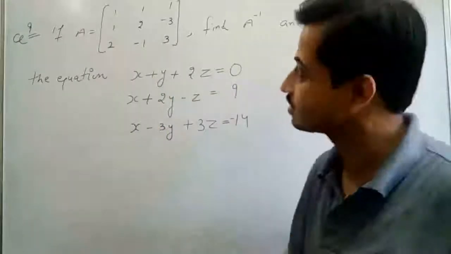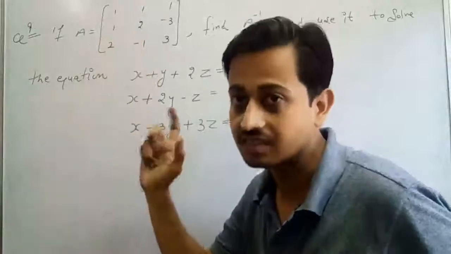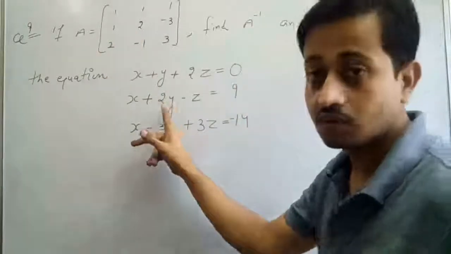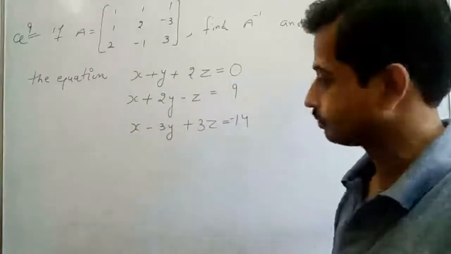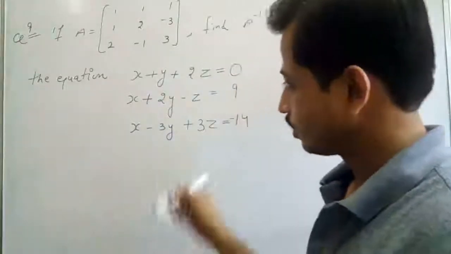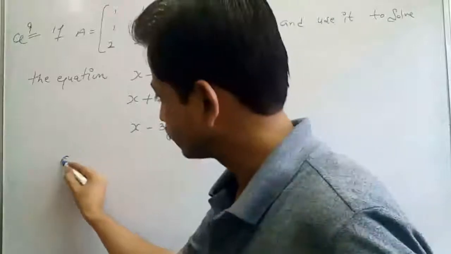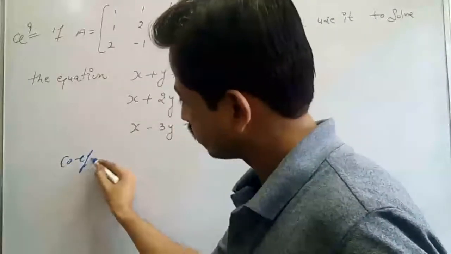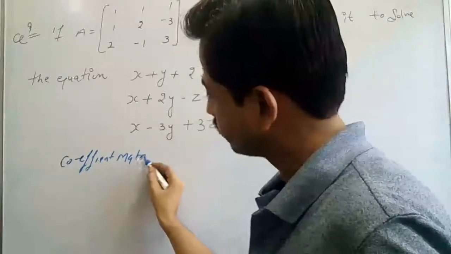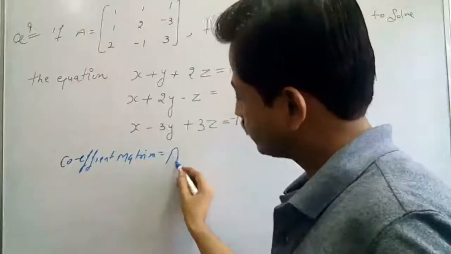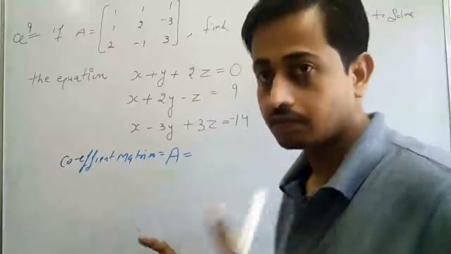So what's the difference between this and this? Please make a note. I am writing first. What is the coefficient matrix in this method? Please make a very careful note. What is the coefficient matrix? The coefficient matrix is represented by A.